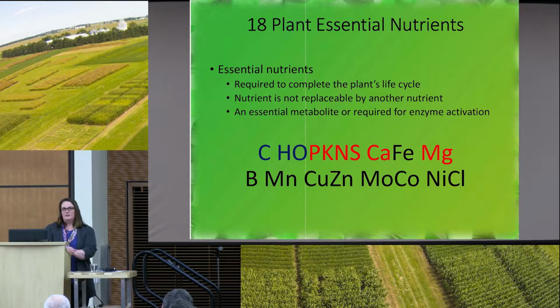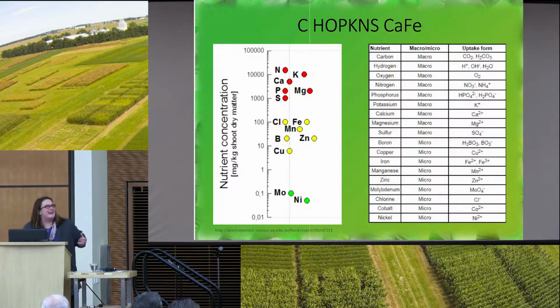And you're looking at this thinking, Jamie, what is that? I can always remember them. It's C. Hopkins Cafe, managed by my cousin. I spent 10 years in Missouri, not quite Georgia, but we got cousin Mo Nickel, right? So C. Hopkins Cafe, managed by my cousin Mo Nickel. All right, so those are the 18 essential nutrients.